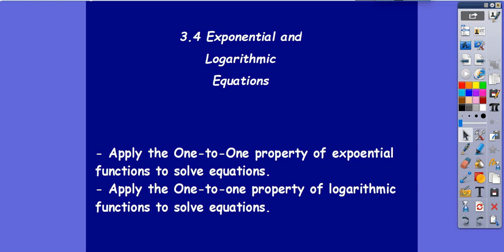This is lesson 3.4, exponential and logarithmic equations. You're going to apply the one-to-one property of exponential functions to solve equations, and then you're also going to apply the one-to-one property of logarithmic functions to solve exponential and logarithmic functions we're going to solve.